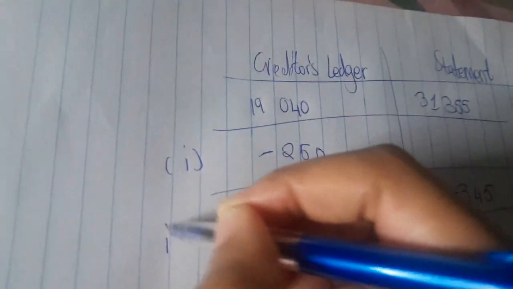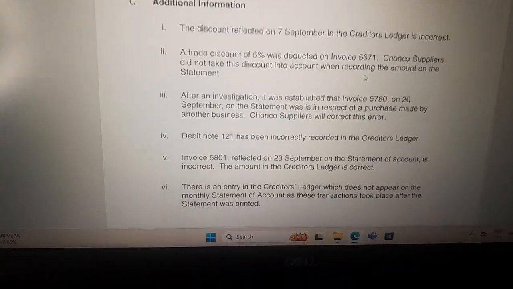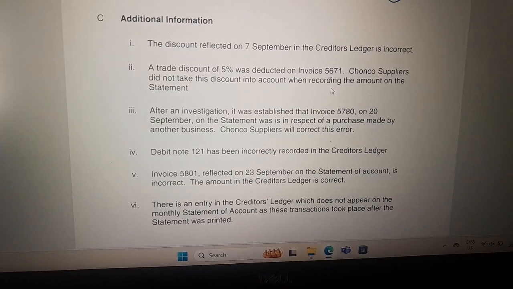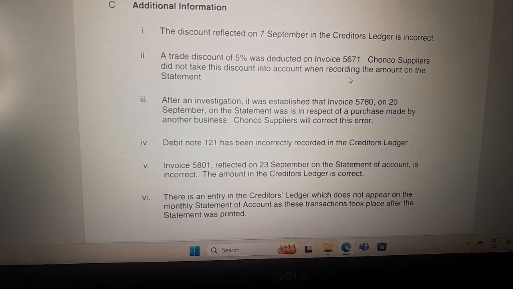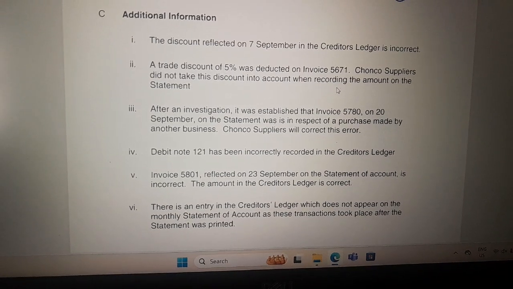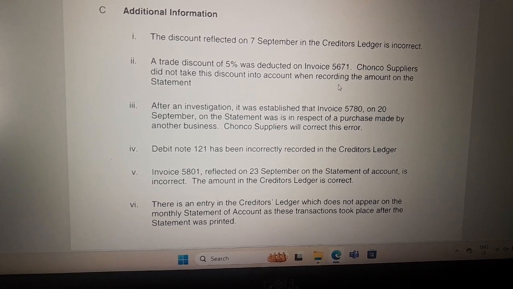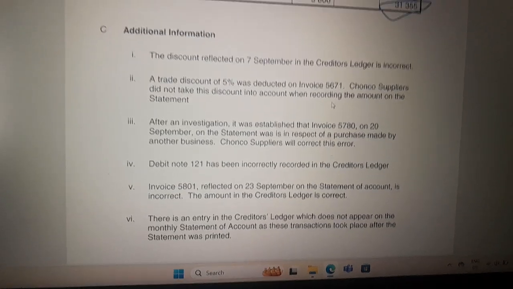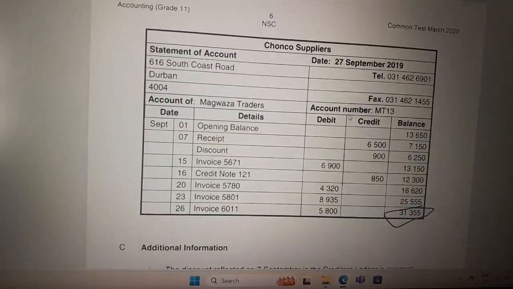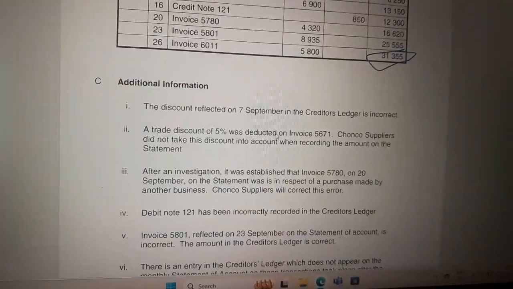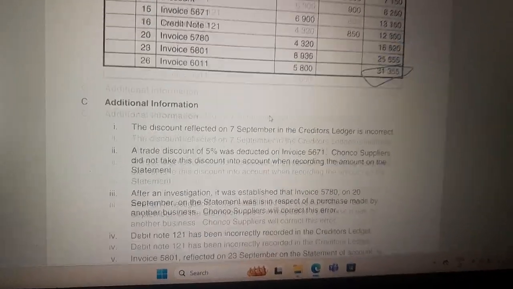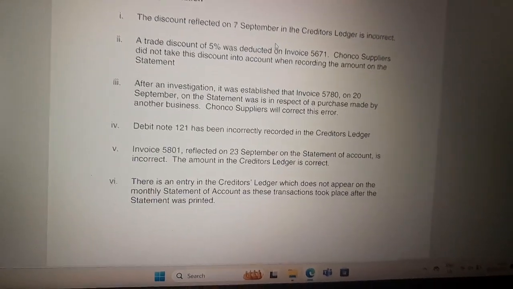This is the second one. I hope you guys understand. Then we go to the third one. It says, after an investigation, it was established that 5780 on the 20th of September, the statement was in respect of a purchase made by another business. Chonko Suppliers will correct this error. By reading that, they are definitely telling us that Chonko Suppliers, the people that write the statement, did something wrong. Now you know that you're gonna fix on which side? The statement, not the creditors.